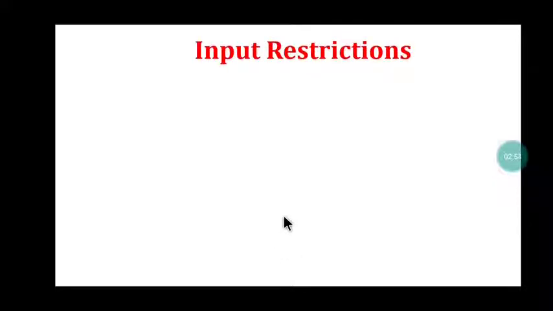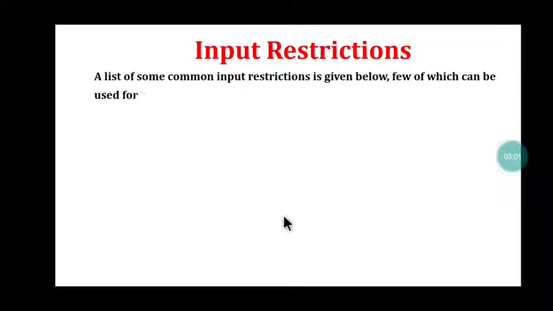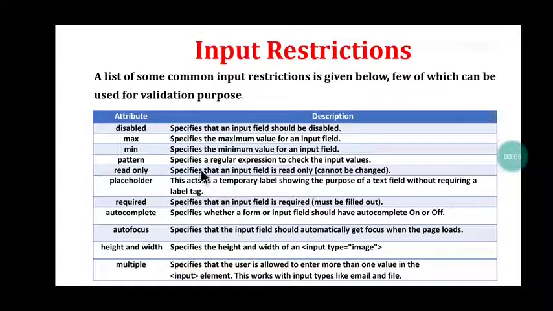Input restrictions. A list of some common input restrictions is given below, a few of which can be used for validation purposes. In this table you can see the various attributes. The first column shows the attributes and the second column gives the description of each attribute. The first attribute is called disabled. It is used to specify that an input field should be disabled.